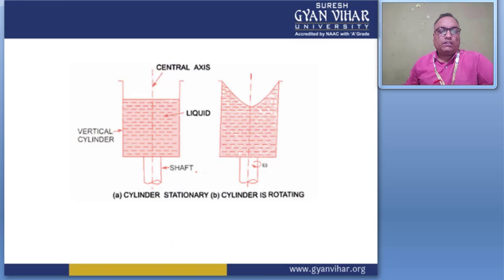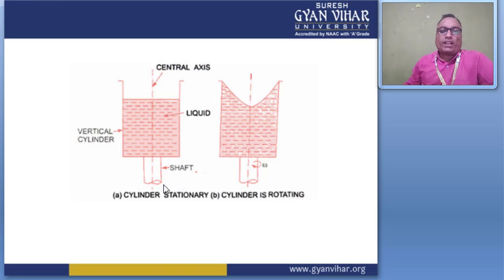So this is the example of the vertical cylinder. In the vertical cylinder, this is the free surface of the liquid. Here the fluid is filled, inside this liquid is filled, and this is the central axis of the cylinder. This is a shaft. With the help of the shaft, this cylinder is rotated with velocity omega.